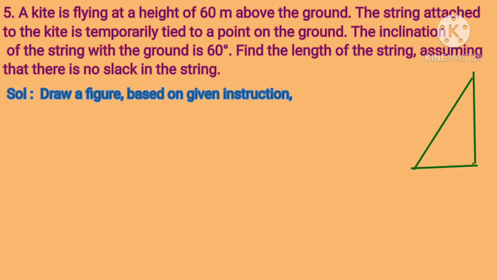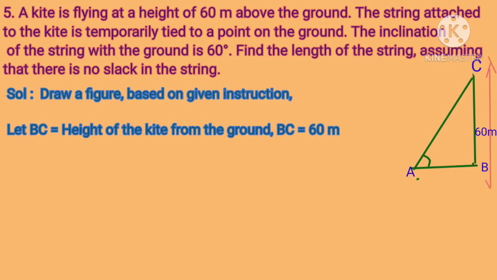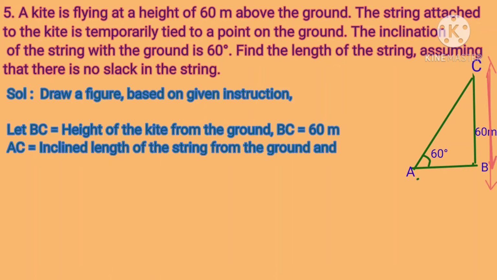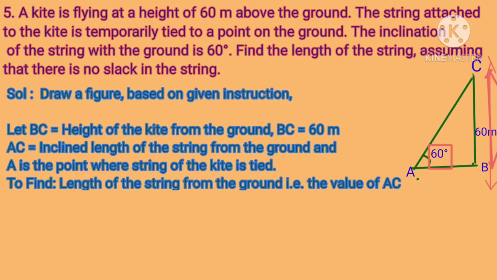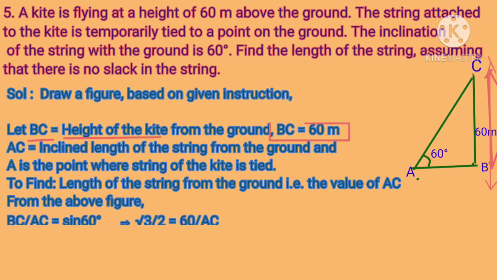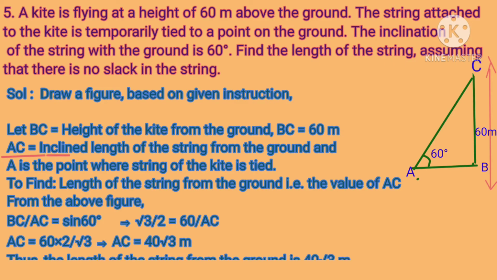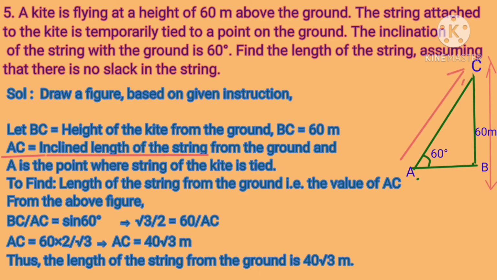First of all, let's draw its figure, a triangle. This is the height of the kite from the ground, 60 meters, and this angle of elevation is 60 degrees. Let BC be the height of the kite from the ground. This BC is 60 meters. AC is the inclined length of the string with the ground, and A is the point where the string of the kite is tied. To find the length of the string, that is the value of AC, from the figure, we have to find AC.